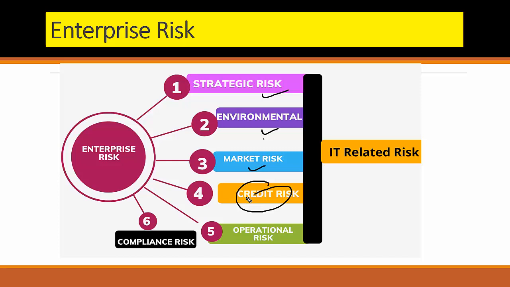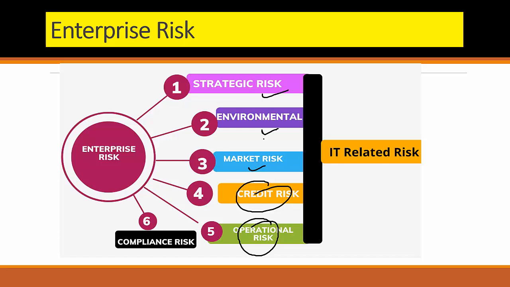Then we have an operational risk. Operational risk is basically all about employee error, fraud, theft. Then we have a compliance risk, which is failure to meet the regulatory requirements, like failure to meet the RBI, or any regulatory authority, GDPR. That is a compliance risk. So this is how we organize the different risks.